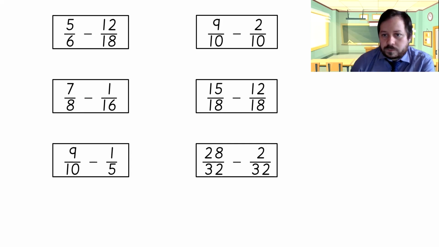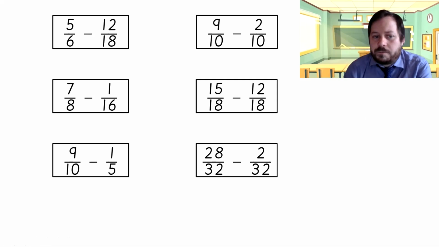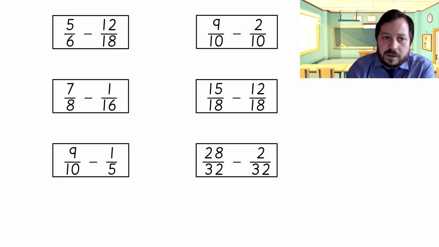So here's some more to look at and see whether you can do. Pause now and have a go. Okay, so should we go through the answers then?